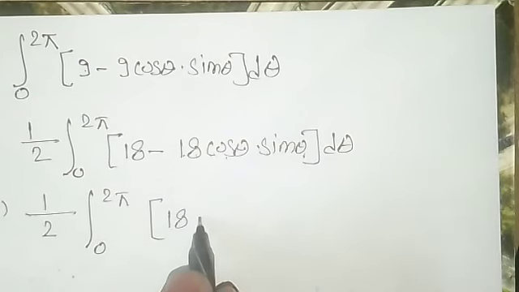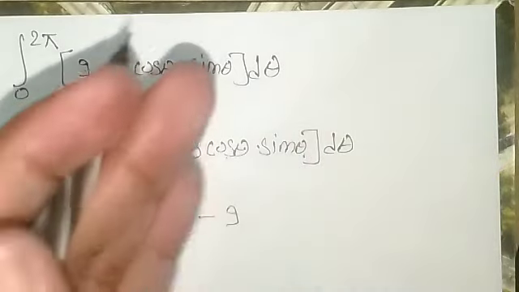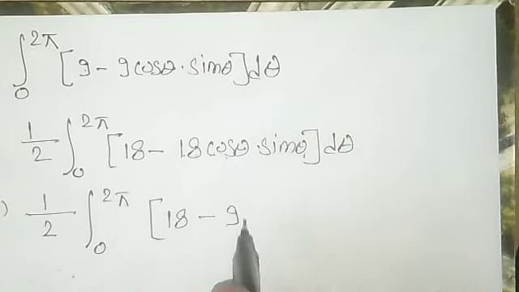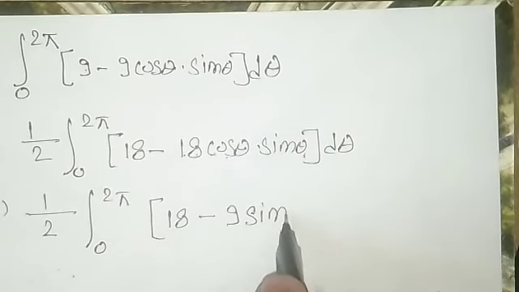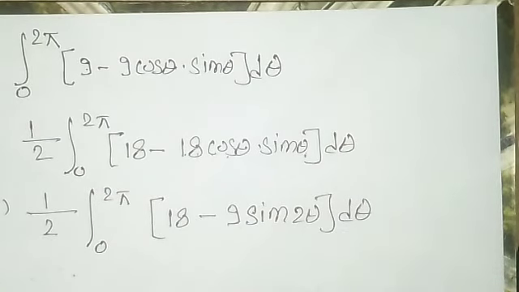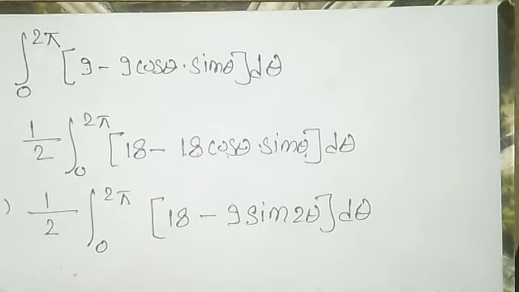So further you can write half integration from 0 to 2 pi of 18 minus 9, where this 18 we are splitting as 9 into 2 cos theta sin theta, and 2 sin theta cos theta we write as sin 2 theta. So this value is nothing but 9 sin 2 theta d theta. Any problem? Very good.